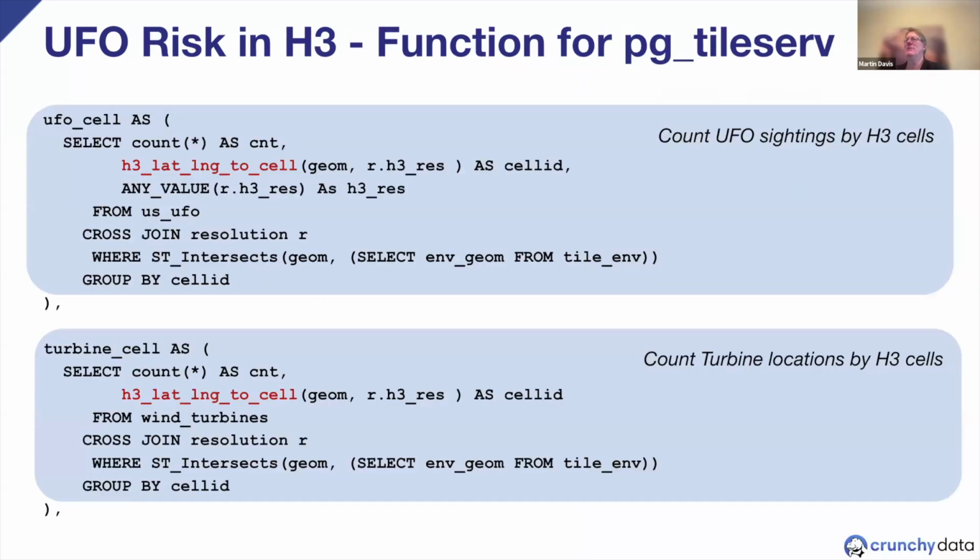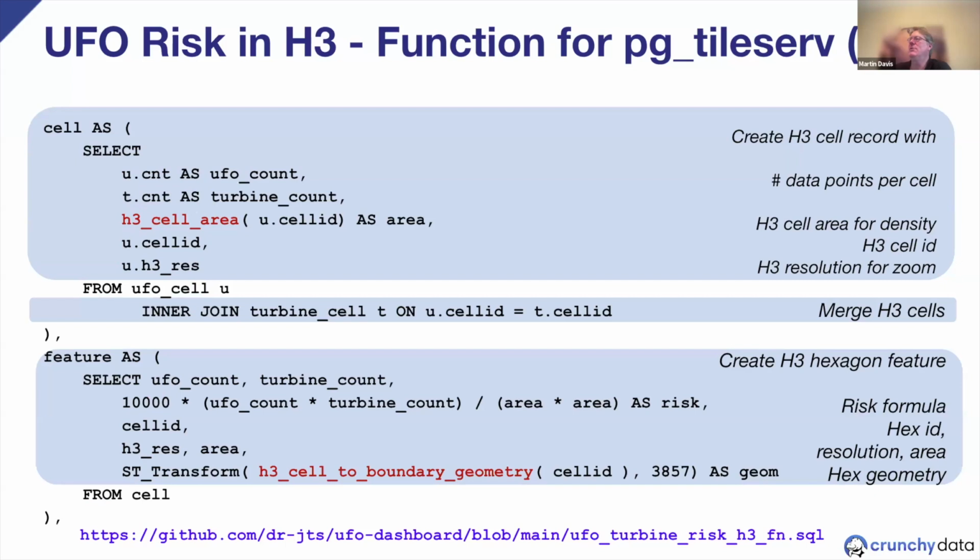So once again, we're going to build a tileserv function to compute this. We're going to count the UFO sightings and map them to an H3 cell, and we're going to count turbine locations by H3 cell. Then we're going to join both of those data sets, and we can just join on the cell ID. So the join is very quick. There's nothing spatial involved there. And this is all done on the fly, by the way. There's no caching involved and no spatial index either.